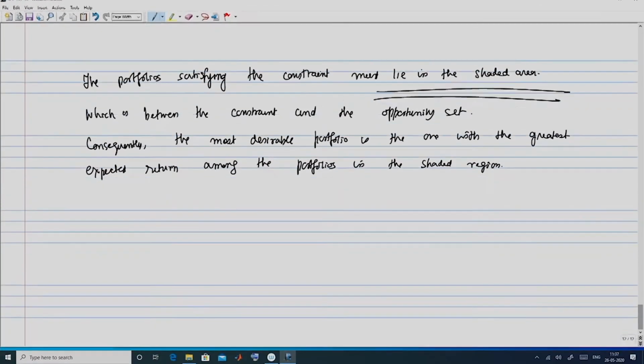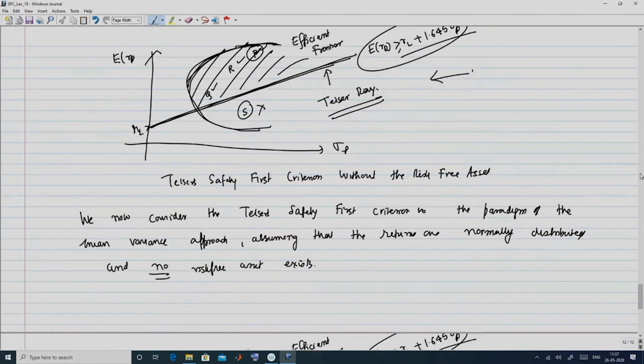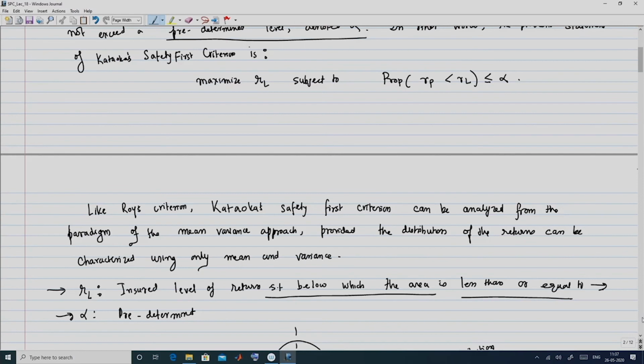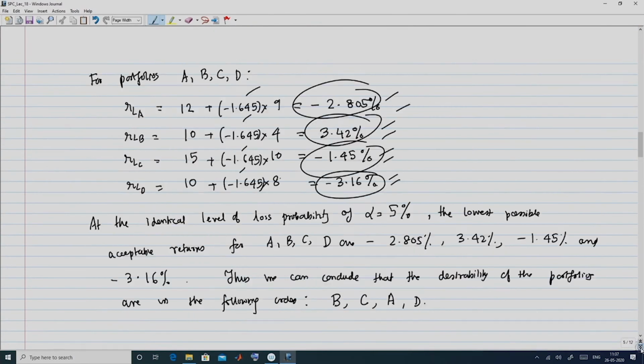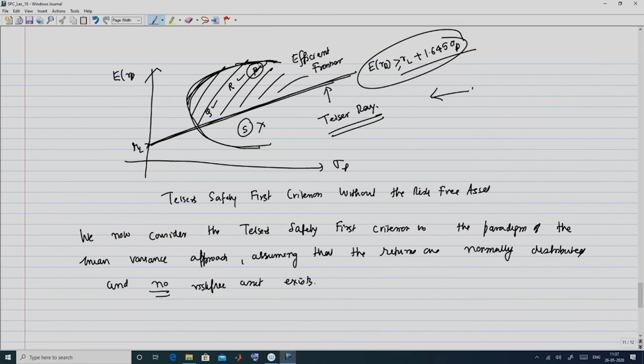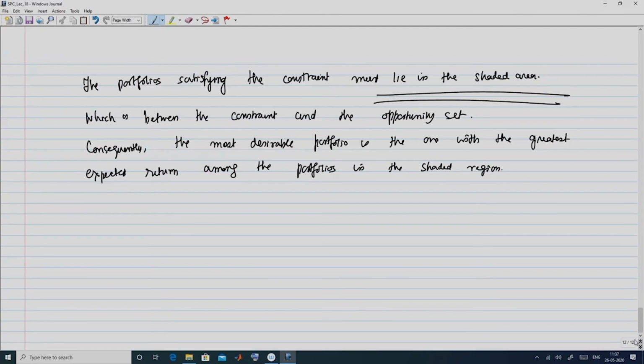So, accordingly, if you go back to the figure, you will notice that this is going to be the portfolio P which lies at the top. Alright. So, to conclude this, we now consider the existence of the risk free asset.